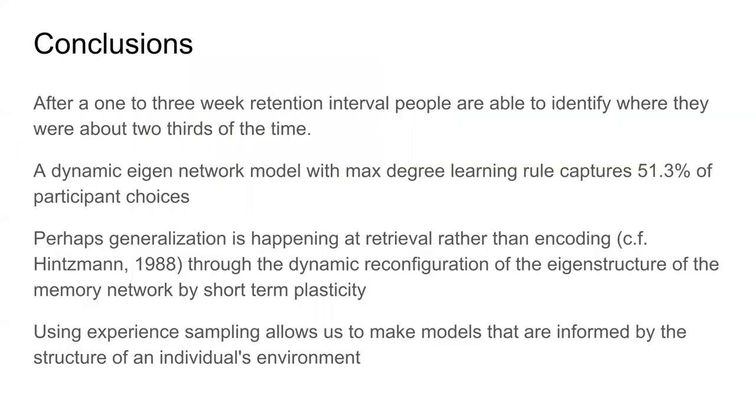So after a 1 to 3 week retention interval, people were able to identify where they were about 2/3 of the time. So there's an important applied result right there, because it's critical that we understand how reliable people are when they're giving their alibi. The dynamic eigen network with the max degree rule captures about 51% of participant choices. And I think what it does is it exemplifies a system in which generalization is happening at retrieval rather than encoding. And so what we're speculating is that a large portion of generalization happens through the dynamic reconfiguration of the eigenstructure of the memory network as a consequence of short-term plasticity.